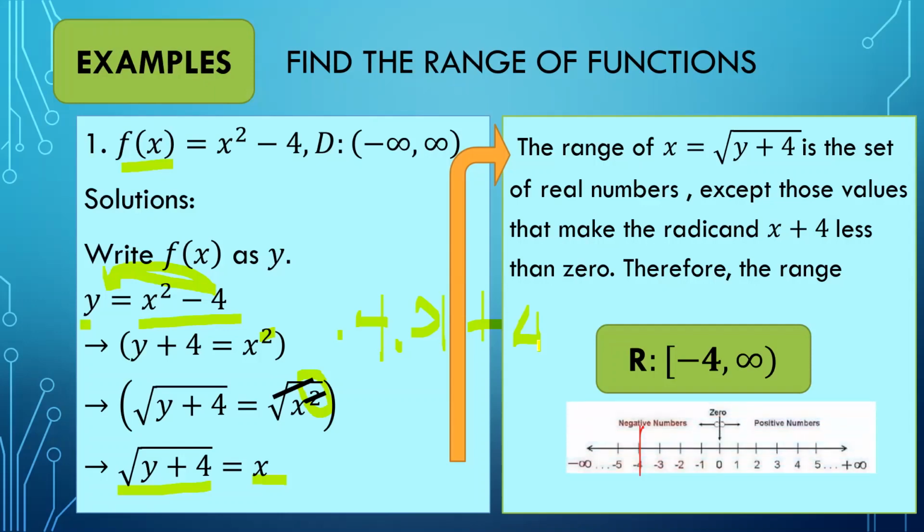So in a real number line, we have this one: from negative 4 to positive infinity, and all numbers from negative infinity approaching negative 4 will be excluded.